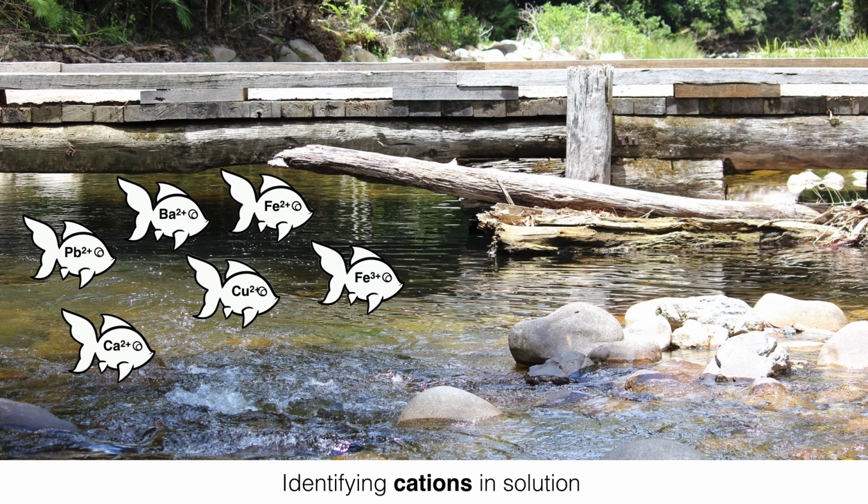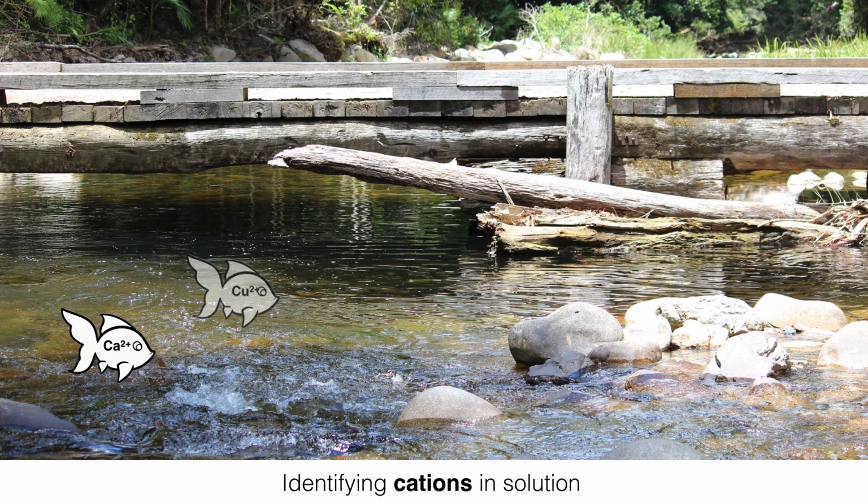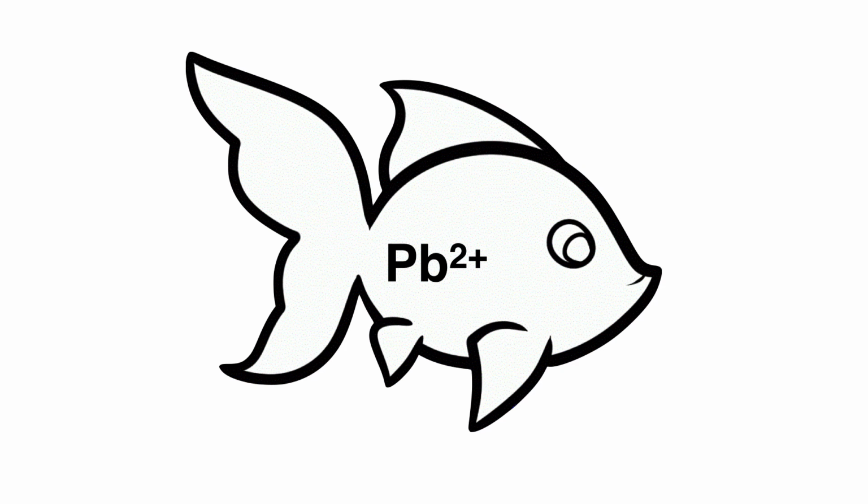Barium, lead, calcium, copper, iron 2 plus and iron 3 plus ions form the basis of our case study into ions in solution. Now we know they're there, but they are hidden from view. They're in the water, though we can't see them. And our task is to identify lead, barium, calcium, copper, iron 2 plus and iron 3 plus from solution.